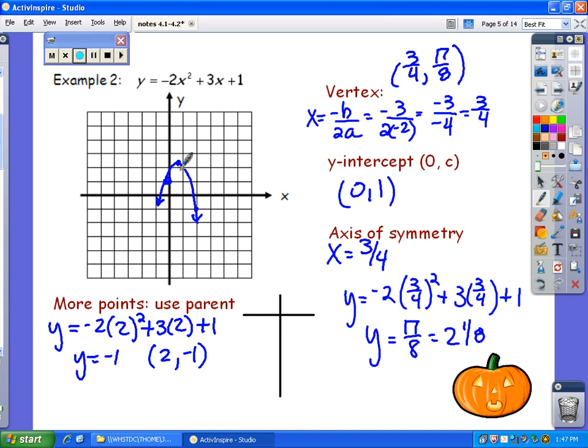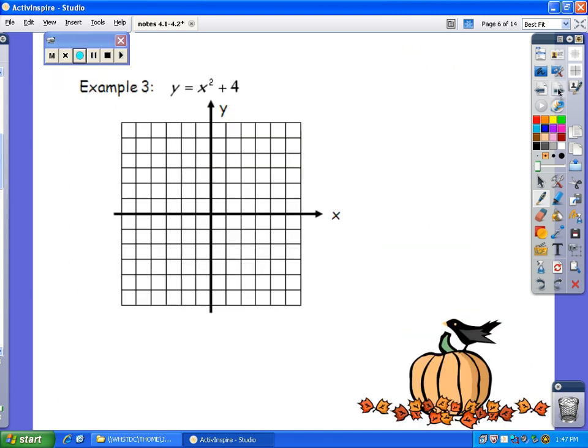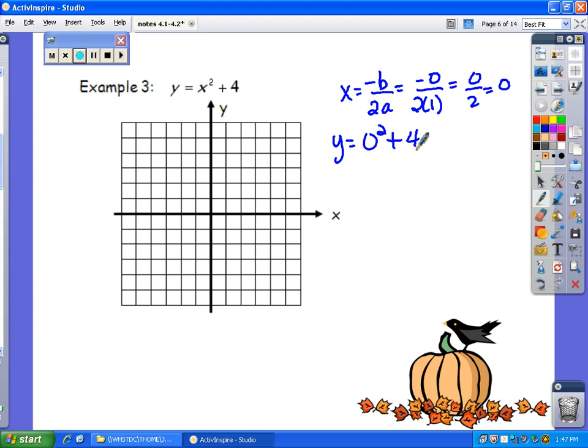Alright, let's try another one. Don't love that example. Okay, let's do this one. Alright, let's use our x is equal to the opposite of b over 2a. Well, here b is 0, so the opposite is 0 over 2 times 1. That's going to be 0 over 2, which is 0. Plug it in for y. We're going to get 0 squared plus 4, so y is 4. So the vertex is (0, 4).